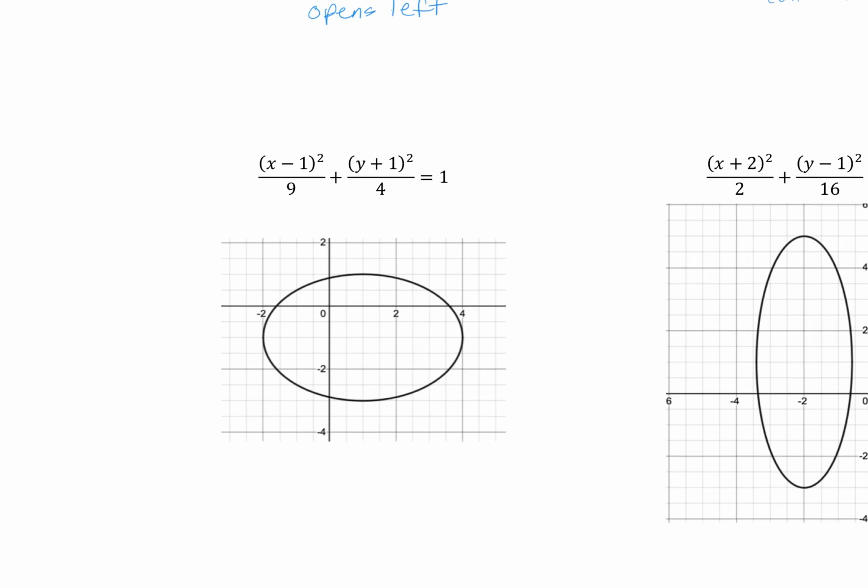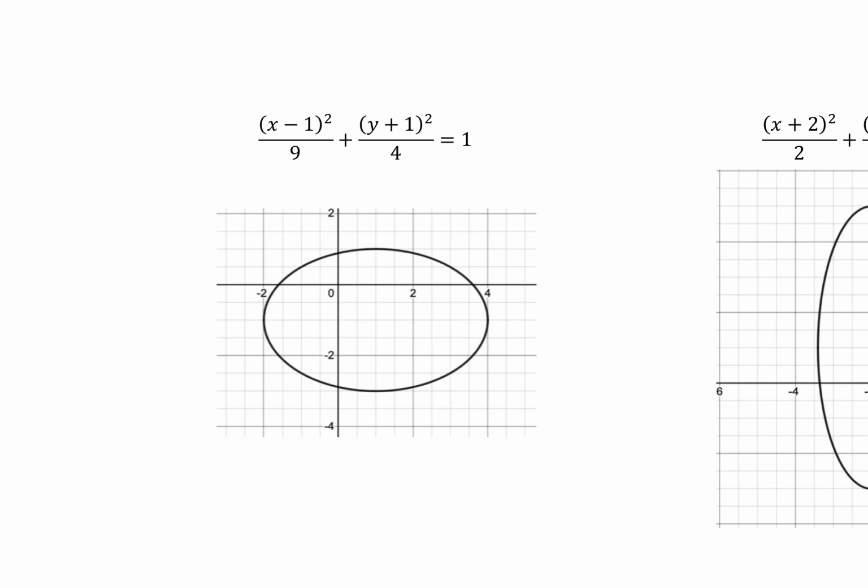This next example here, this is an ellipse or an oval. Notice that the x comes first. So that means, notice that the 9 is larger than the 4. Since the 9 is underneath the x and it's the largest denominator, this is going to be stretched out horizontally or parallel to the x-axis, and it is. So this would be my a squared, which means a is equal to 3.